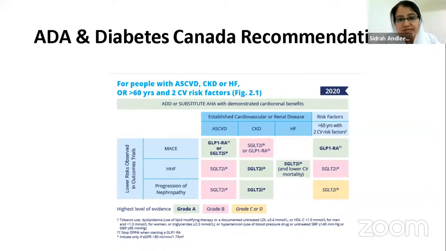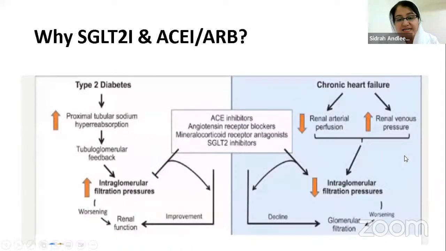Similarly, if a patient is more than 60 years old and has 2 or more cardiac risk factors, always add an SGLT2 inhibitor to the regimen. It has the mortality benefit, right? Because of the mechanism that we discussed earlier, that it increases the excretion of sodium and glucose into the urine. They cause glucosuria, right? And now the ACE inhibitors and the ARBs.